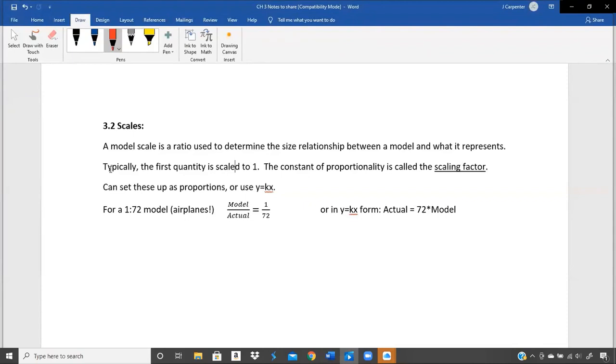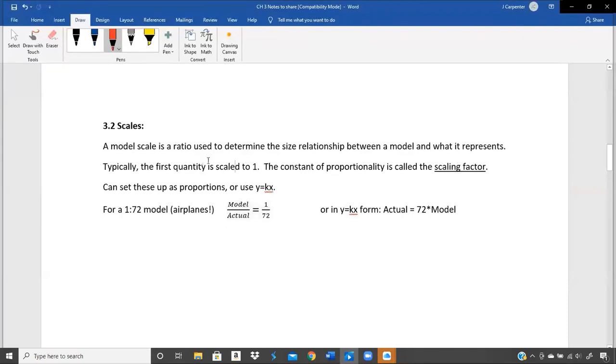Then there's bigger toy models. So maybe it's like 1 foot is 12 feet. So 1 foot of the model, which would be a larger model car, would be 12 feet in reality. Or maybe you've got a model airplane, so a small airplane here. So 1 inch is 72 feet on the airplane, maybe, or 1 foot in the model is 72 feet on the airplane. So there's no units written here. That's saying it could be the same units, 1 inch is 72 inches, or it could be different units, 1 inch is 72 feet.